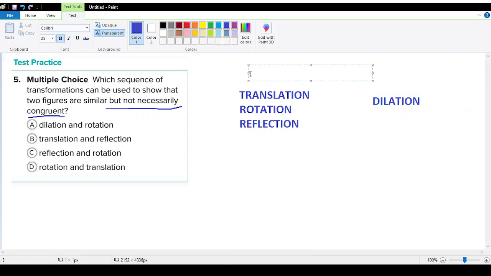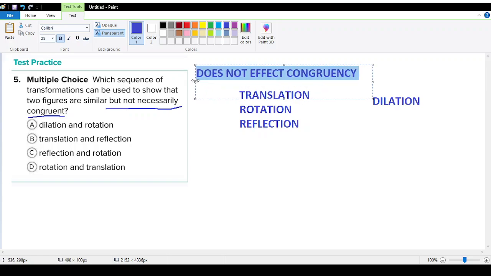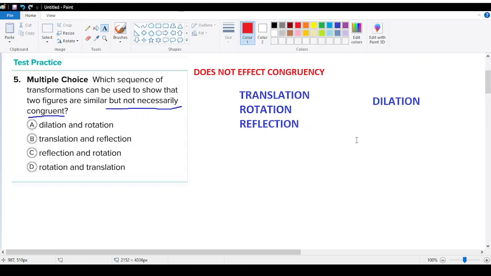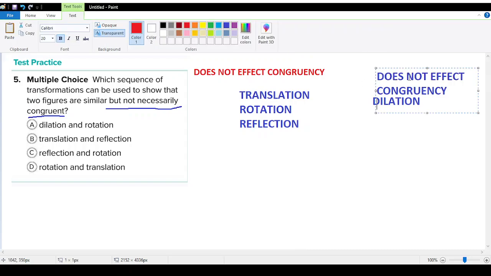Okay? So I will write: does not affect congruency. So those do not affect. This one affects the congruency. Okay.